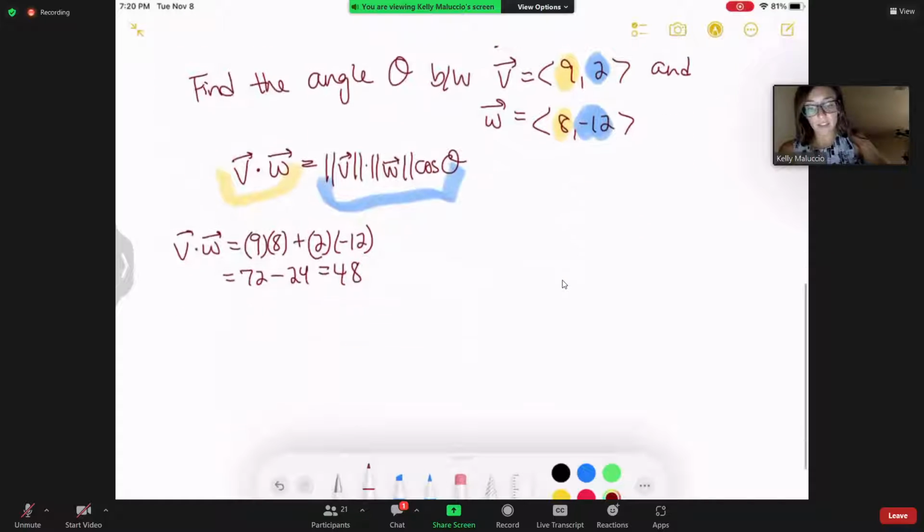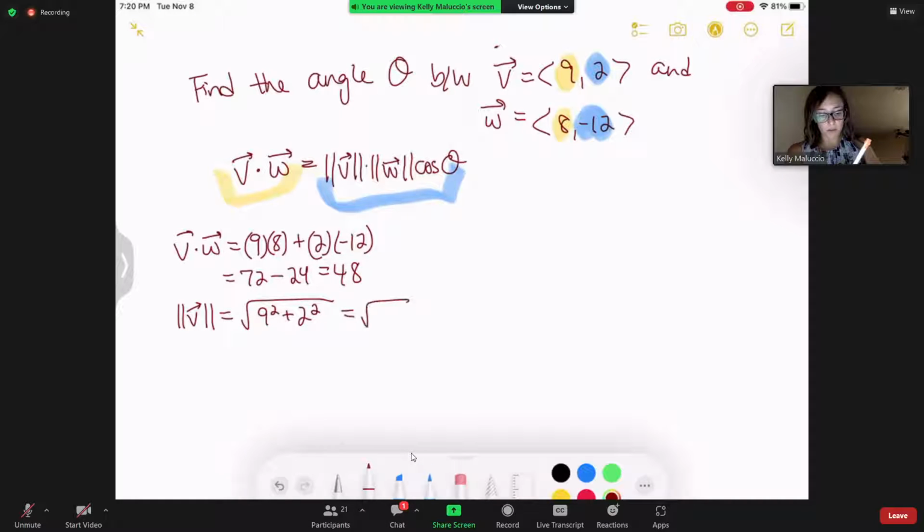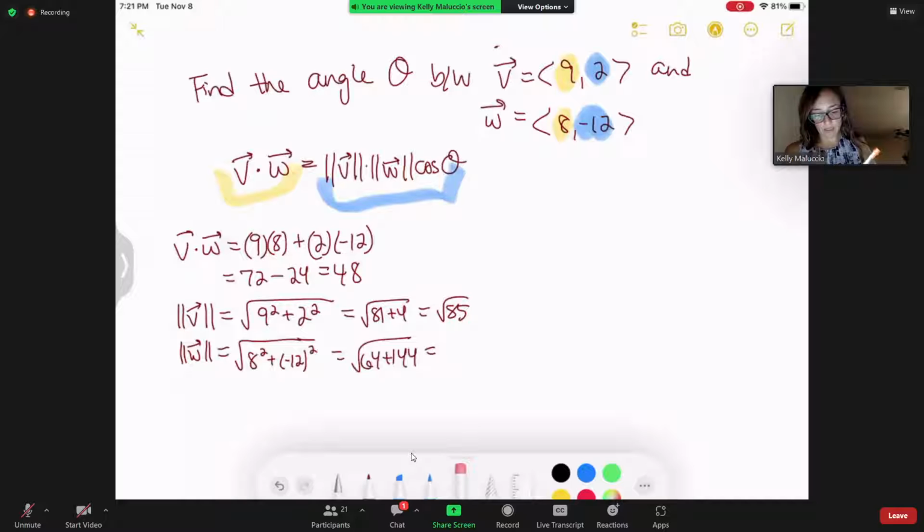Then we can find the magnitude of V, which is the square root of 9 squared plus 2 squared, so the square root of 81 plus 4, which is 85. And then the magnitude of W. You could write this all together, but I'm just doing them separately and then writing them together. This is the square root of 8 squared plus negative 12 squared, the negative doesn't really matter. So it's 64 and 144, and that is the square root of 208.